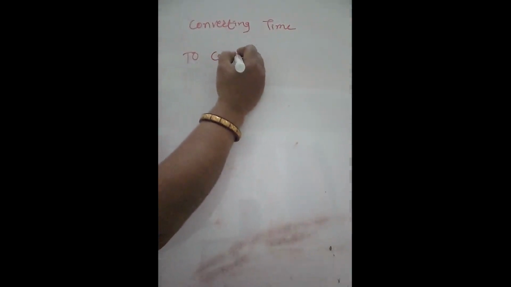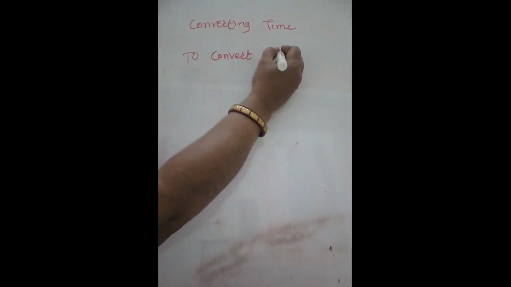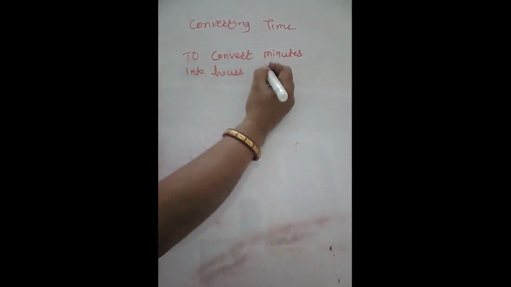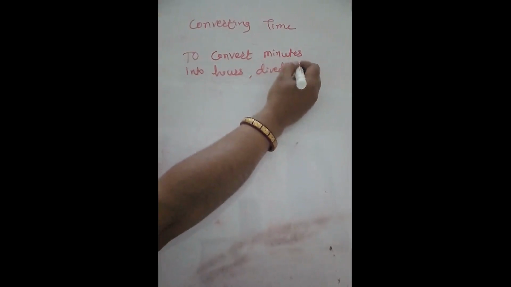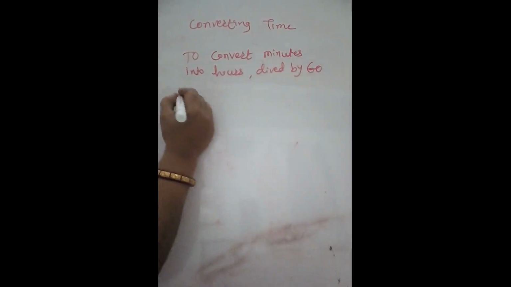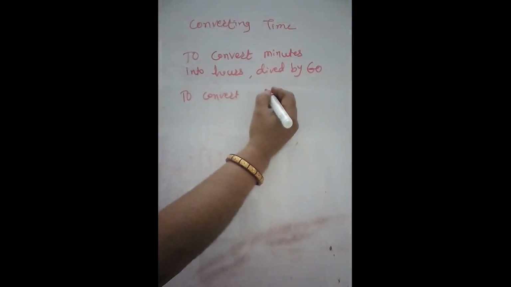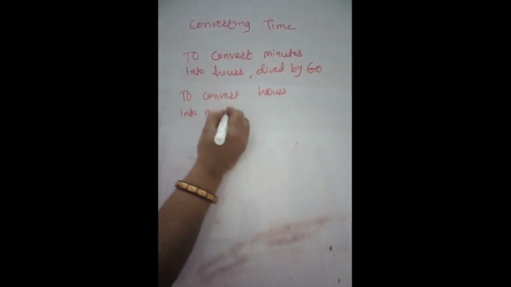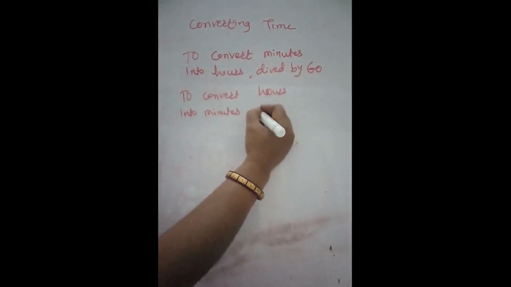To convert minutes into hours we have to divide by 60. Converting time: to convert minutes into hours, divide by 60, and to convert hours into minutes, multiply by 60.